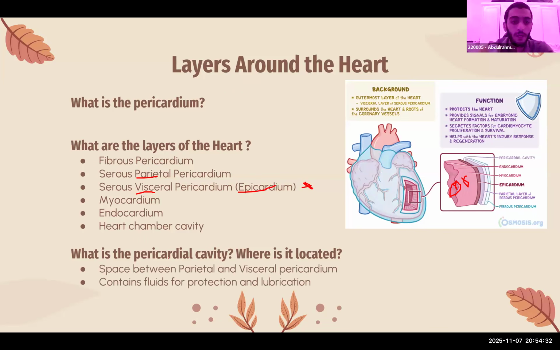Now, the last part is what is a pericardial cavity and where is it located? Basically, between the two serous layers of the pericardium, we have a small space. You can see it right here. So you see this little space between the visceral and the parietal pericardium. Now this space is important because normally it has a small amount of fluid in order to support the heart. But it's a potential space that can grow.